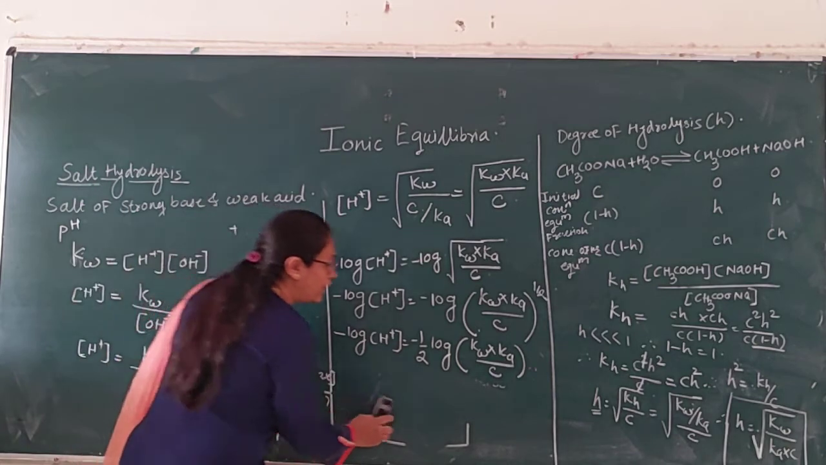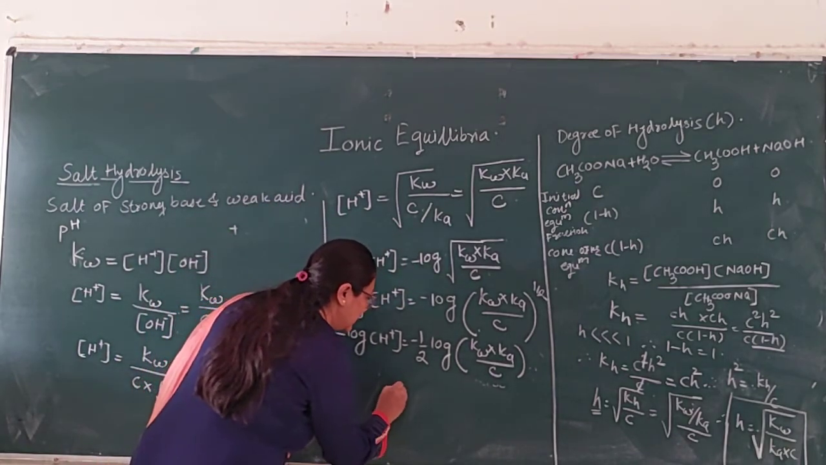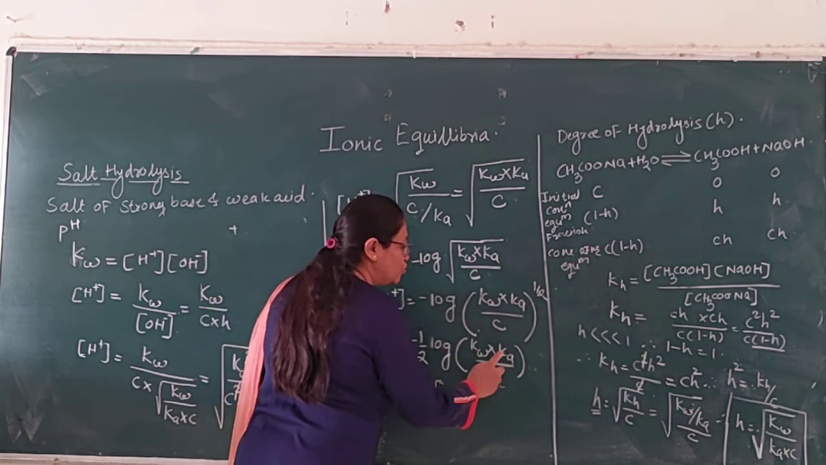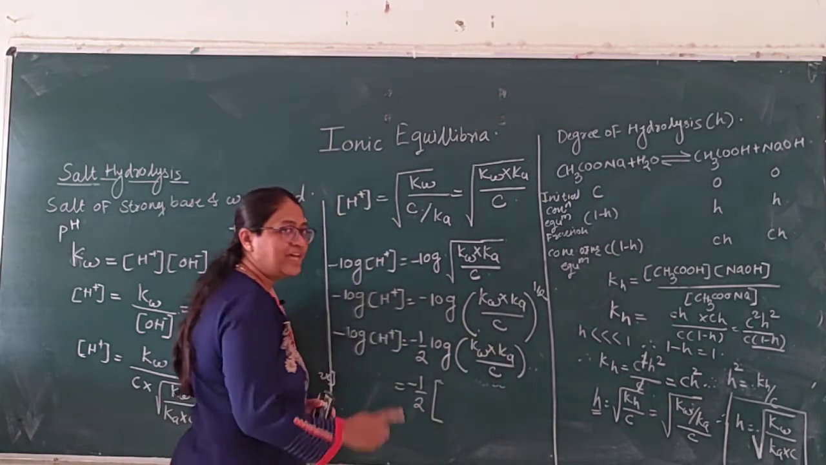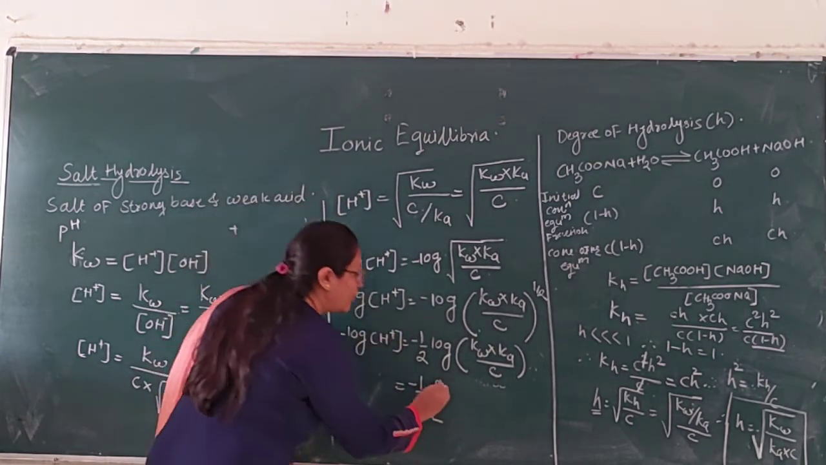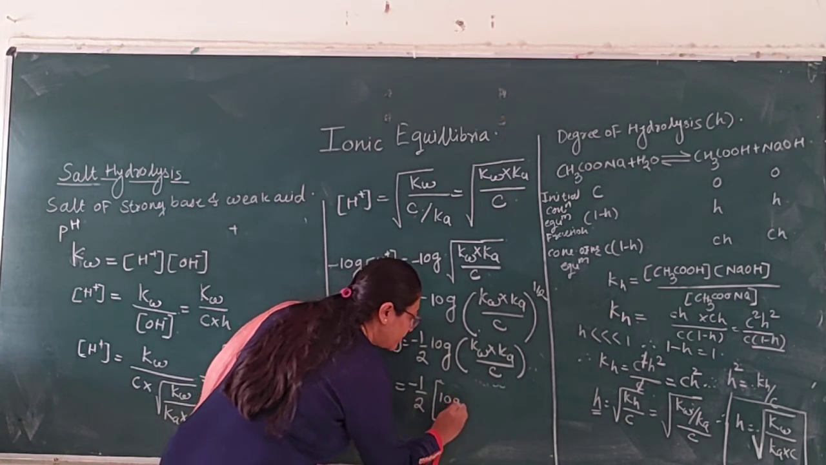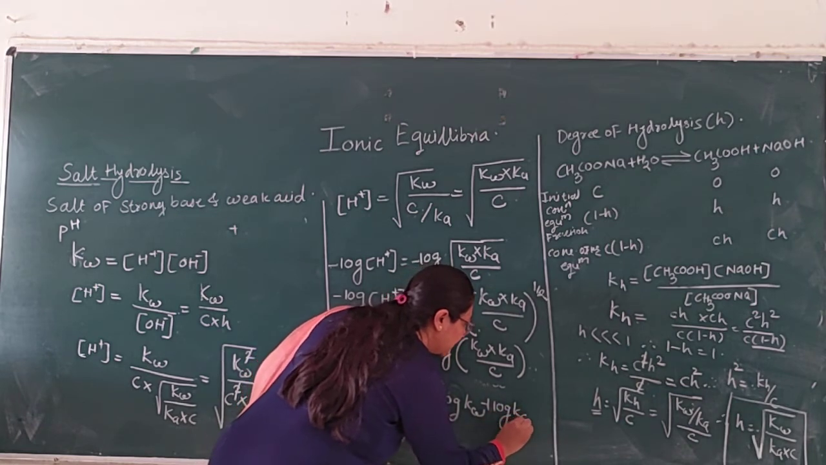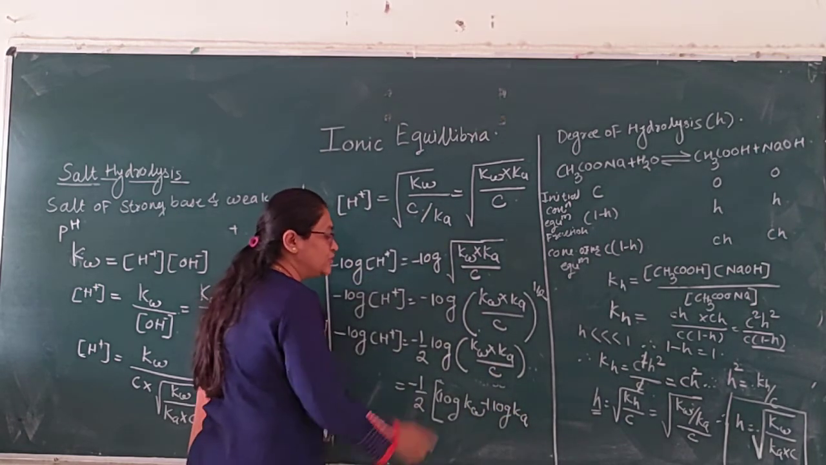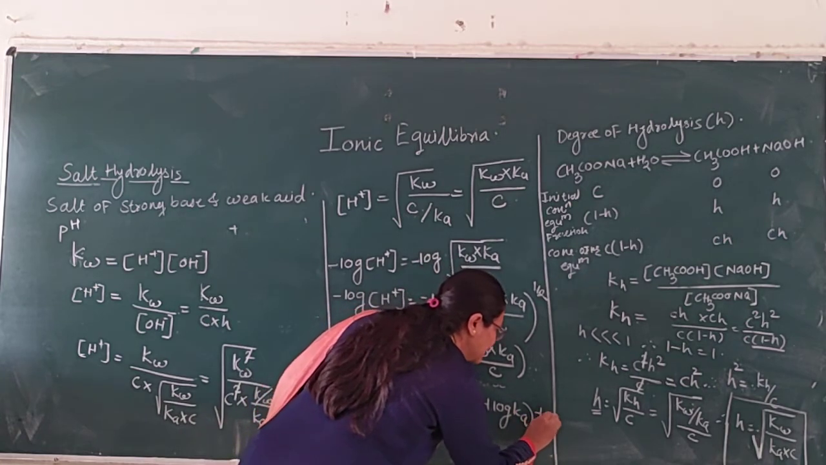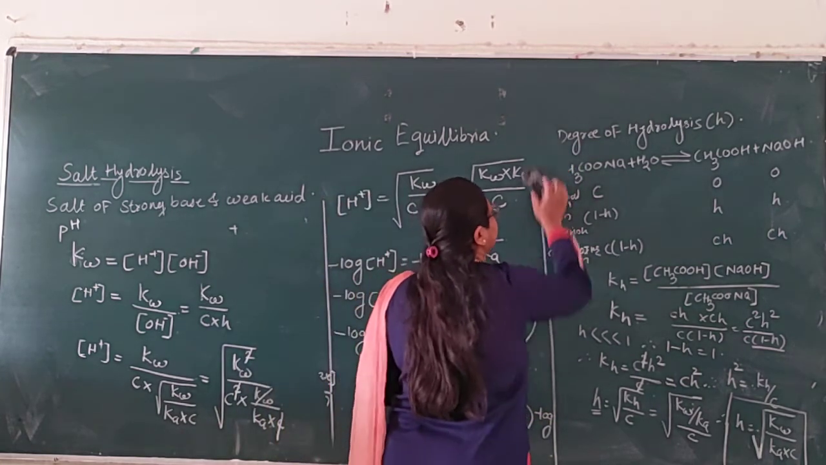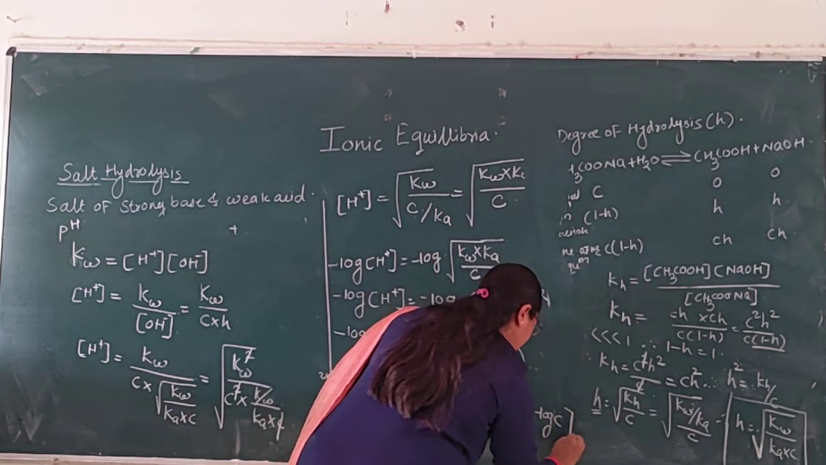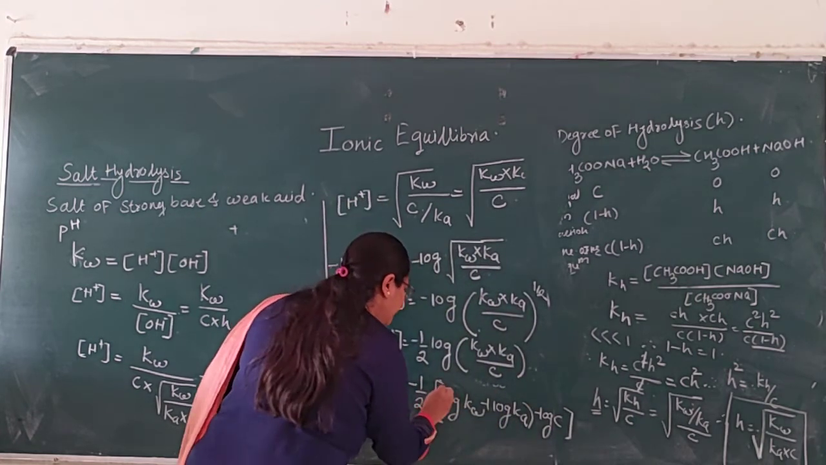Now, we are going to apply the log inside. Therefore, let this be minus half as it is outside. Now, the logarithm of these terms: there is multiplication in these two terms. Therefore, there will be addition of their logarithms. So, log of Kw plus log of Ka. And this term is in a denominator, that means in a quotient. Therefore, we can write this as minus log of C. This is how we can write.